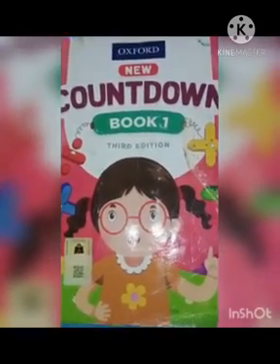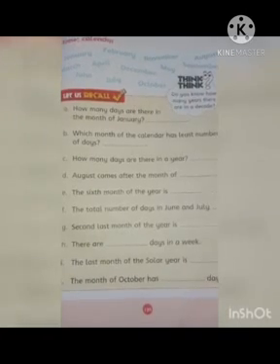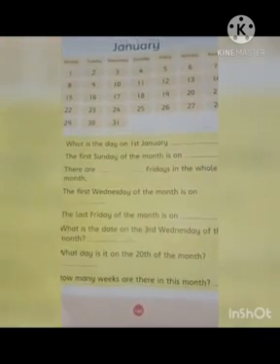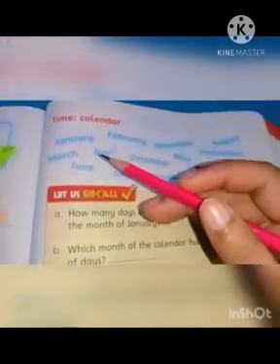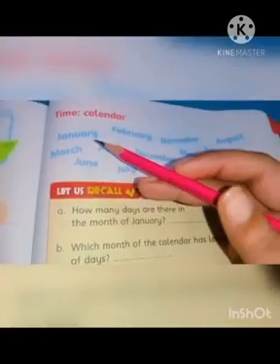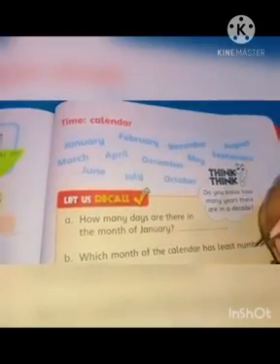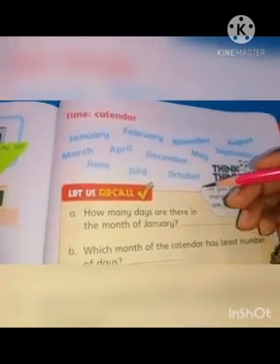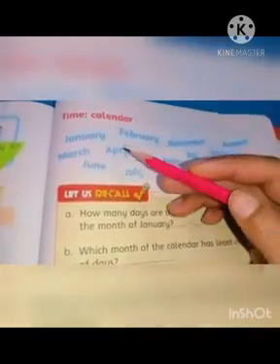Today we are going to do our next two pages, page number 139 plus page number 140. On page 139, here we have time. Students, do you remember what is time? Let me remind you, time is ongoing sequence of events taking place.